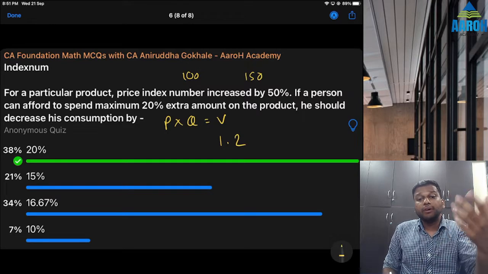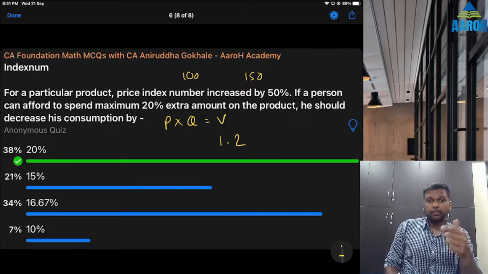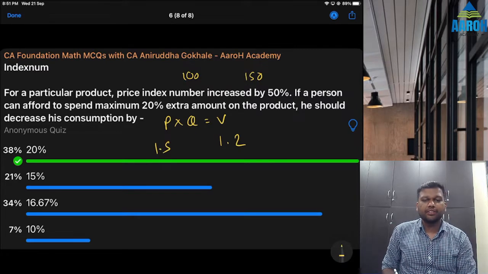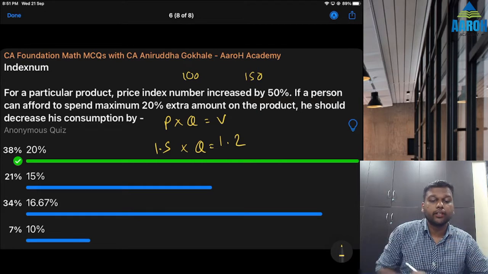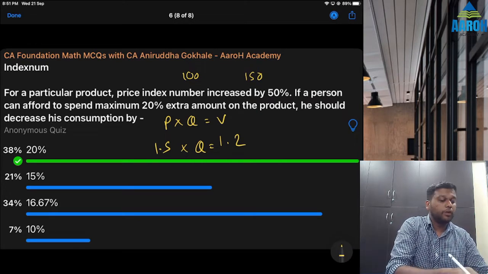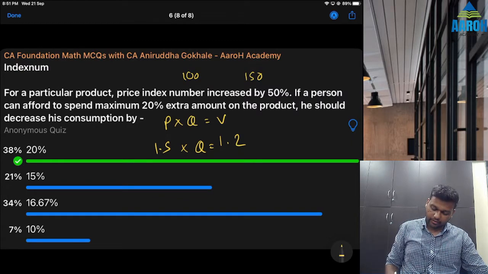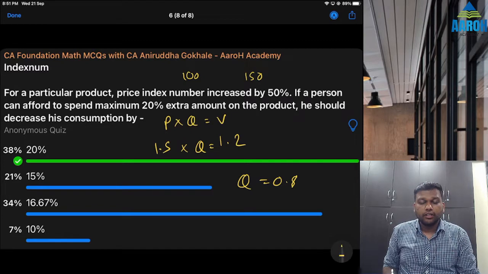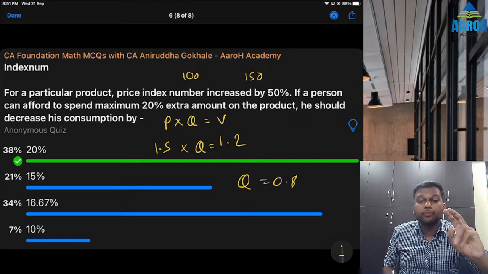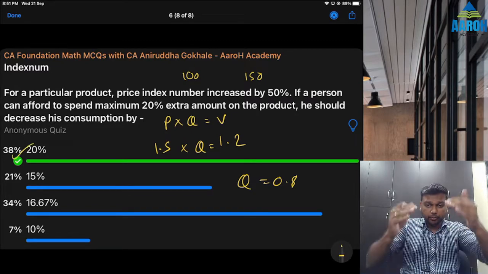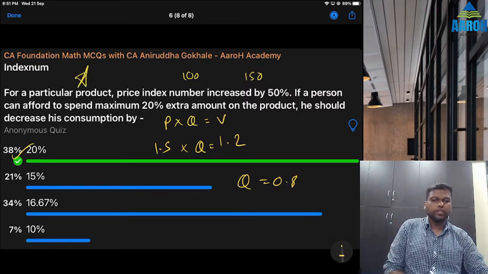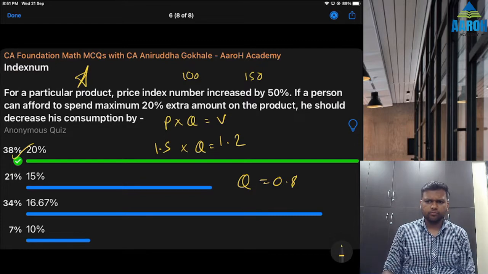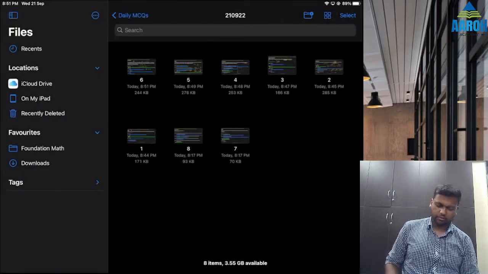But the price has increased by 50%. That means if the price was 100, now the price has become 150, so 1.5. So what is the quantity? That is what we have to check. He should decrease his consumption by how much? So 1.2 by 1.5 is how much? 0.8, that is 80%, right? 80% means he should decrease his consumption by 20%. So his quantity should become 80%, that means it should reduce by 20%. So again, this was a very good question. I hope it is clear to everyone. If yes, then two more questions are there.